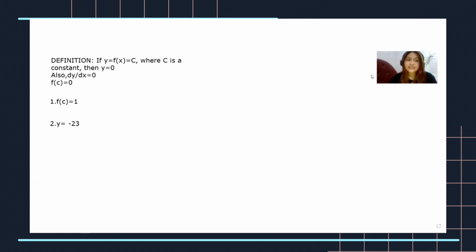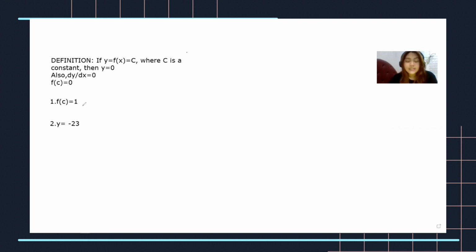First one is the constant rule. The definition is: if y is equal to f of x is equal to c, where c is a constant, then y prime is equal to 0. Also, dy over dx is equal to 0, and f prime of c is equal to 0. To further explain it, it means that as long as the function is a constant, its derivative will always be equal to 0.